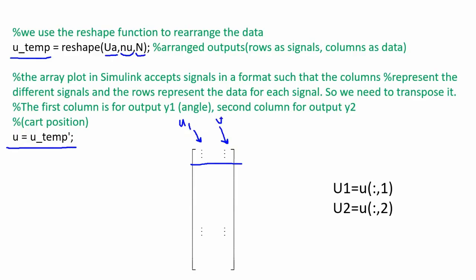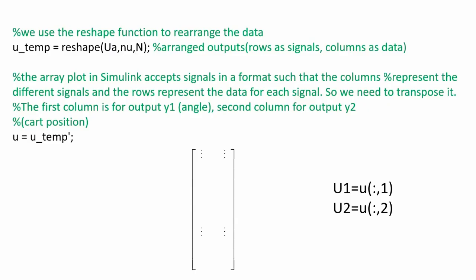Now we can plot this signal using array plot in Simulink. This u will contain two columns and many rows. The first column will be the first control input. So this u will have this format: many elements in the first column, and in the second column, also many rows. This is for the first control input u1, and this column is for the second control input u2. Each row represents the data for each time step.